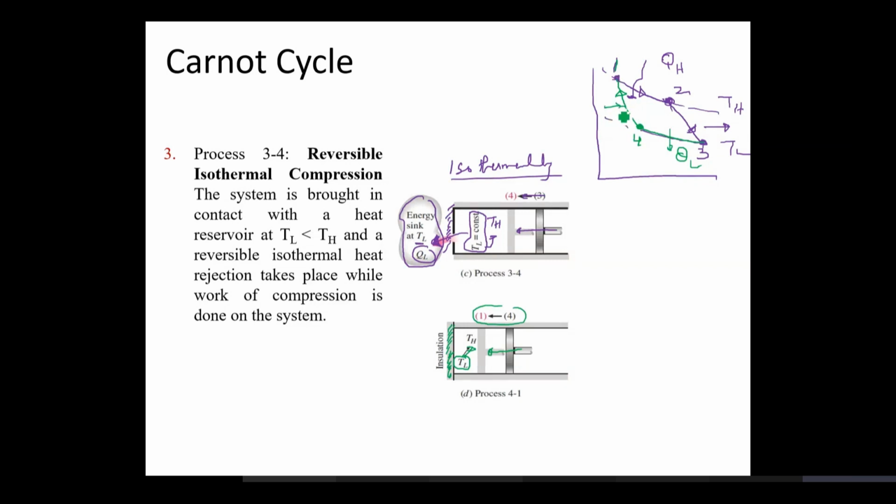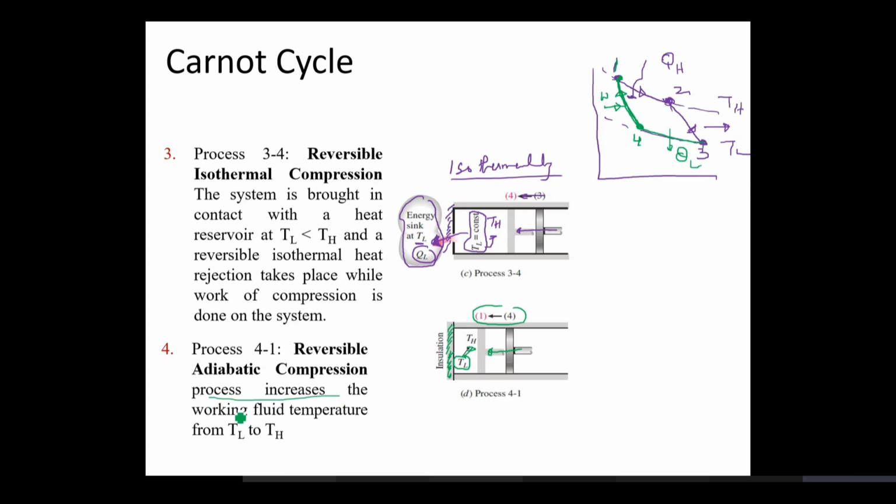This requires work input into the system, and this is being performed adiabatically so that all the heat that is generated during the process is used in making the system get back to its original condition. This is a reversible adiabatic compression process which increases the fluid temperature back to TH. Now, if you see, this is essentially the portion where the work into the system is represented.